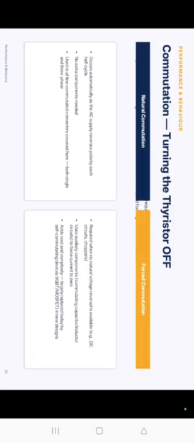Next one is commutation of the thyristor. First one is natural commutation. In natural commutation, it occurs automatically as the AC supply reverses polarity each half cycle. Okay, the next one, no extra command is required. Next one is forced commutation. Forced commutation is required when no natural voltage reversal is available. Use auxiliary components to force the current to 0.